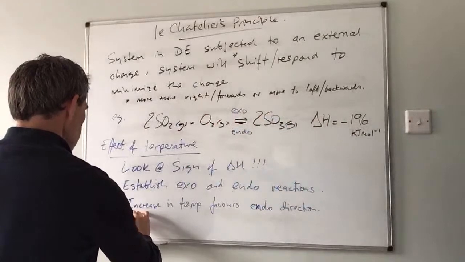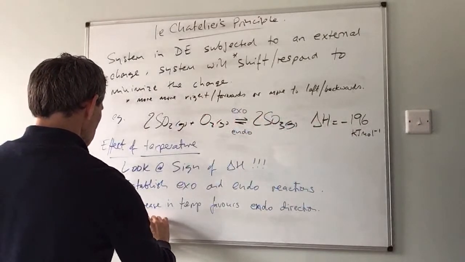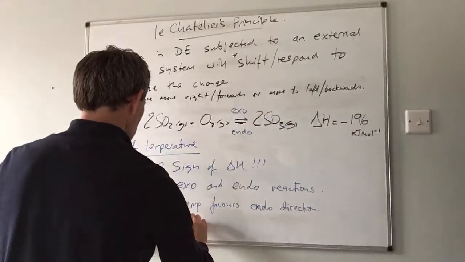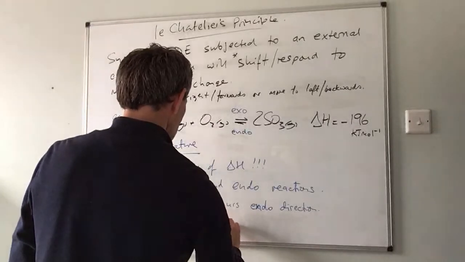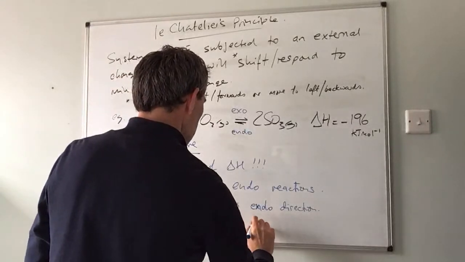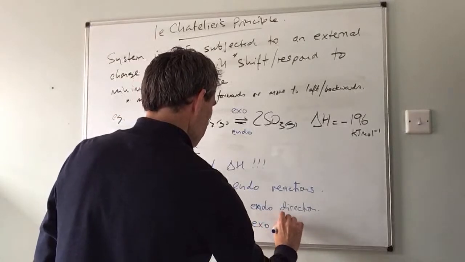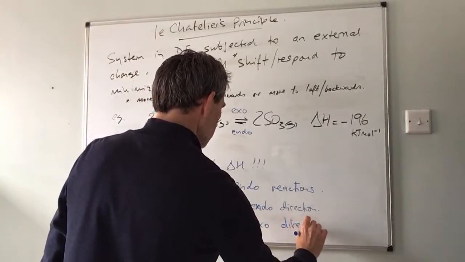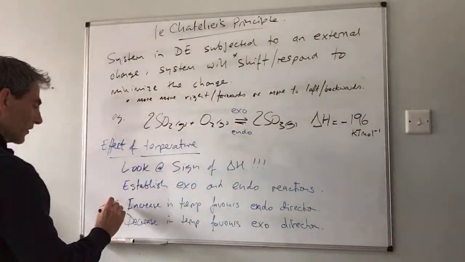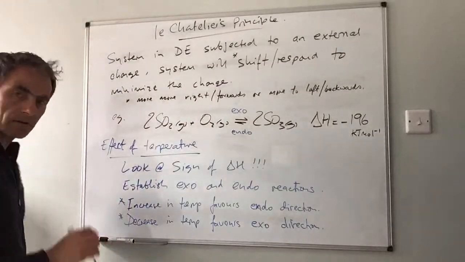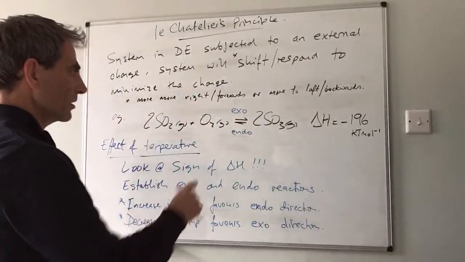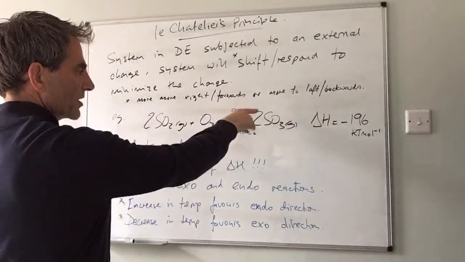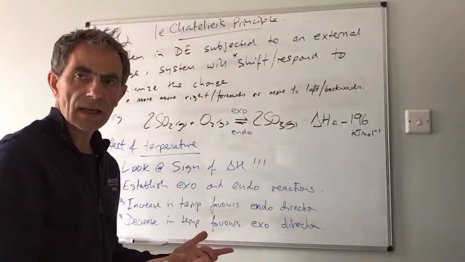So a decrease in temperature favours the exothermic direction. Okay, so if you remember those two key statements, as long as you know which way is which, you can't get these wrong.